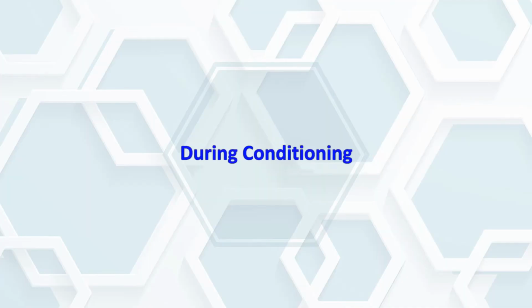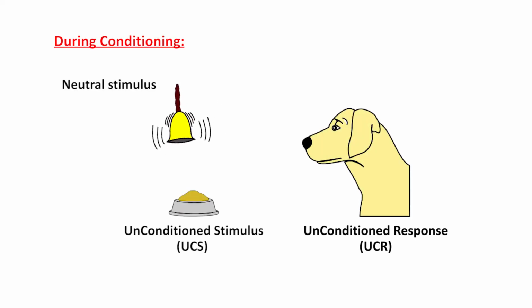Now, stage 2 is during conditioning. For this stage, Pavlov introduced a neutral stimulus, the sound of a bell, that is repeatedly paired with the UCS, the food. Hence, an association between the neutral stimulus and the natural stimulus UCS is facilitated.